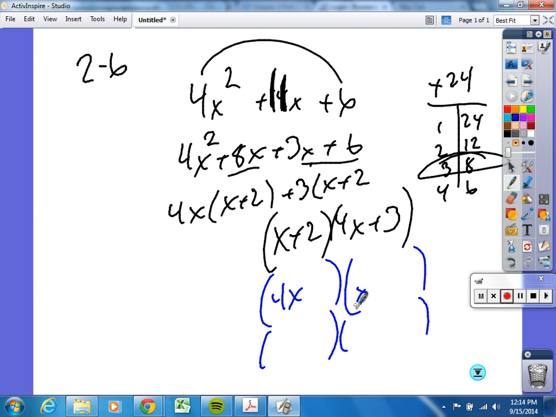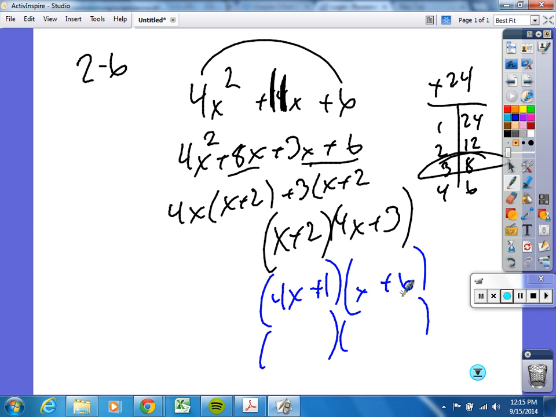What are the possibilities of 6? 1 and 6, or 2 and 3, correct? So I'd have to say, let's try a 6 here and a 1 here. It was a pain. Well, let's just pretend I put my plus 1 here and my plus 6 here, and we all know that isn't going to be it, because that would be 24x plus x, which is 25x. That's not 25x, so this wouldn't work. But do you see why it's a possibility?